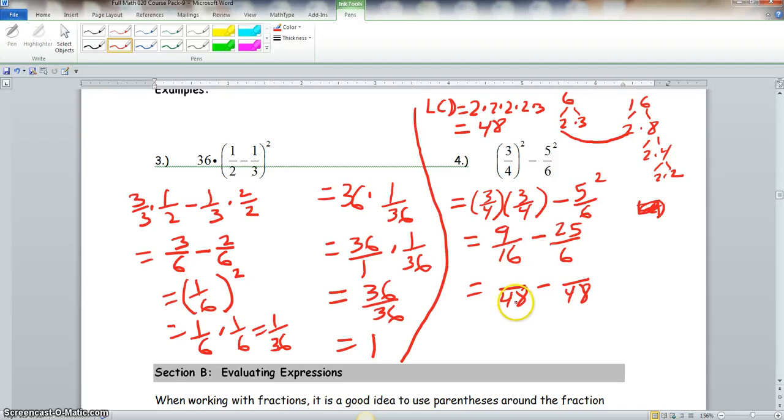Now again, we would take 48 divided by 16, which is 3. So we'll multiply this numerator and denominator by 3. And then 48 divided by 6 is 8. So we'll multiply our numerator and denominator by 8. 3 times 9 is 27. 25 times 8 is 200. And we know our denominator is 3 times 16 is 48, and 6 times 8 is 48. 27 minus 200 will give us a negative 173 all over 48. And this right here is our final answer. They have nothing else in common.